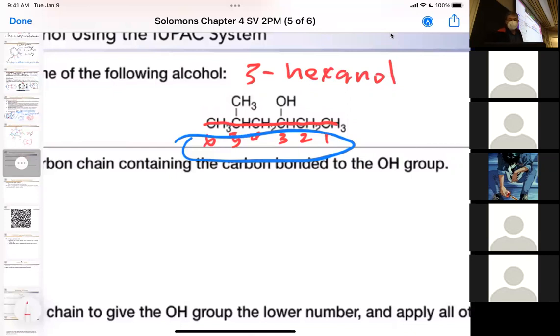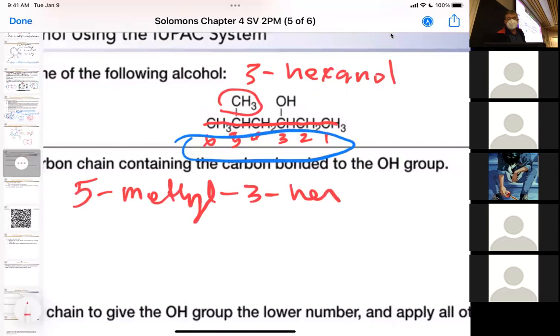So now that we have that, all we have to do is locate our substituents here, and our substituent is on the 5, and it's a methyl substituent. So our final name is 5-methyl-3-hexanol. Okay, now there is another way to do the location of the alcohol to even make it closer to where the alcohol is.